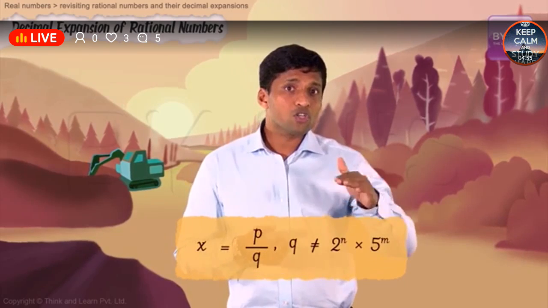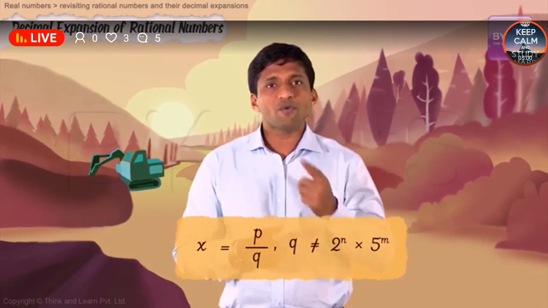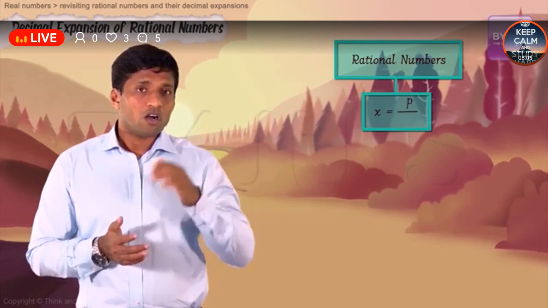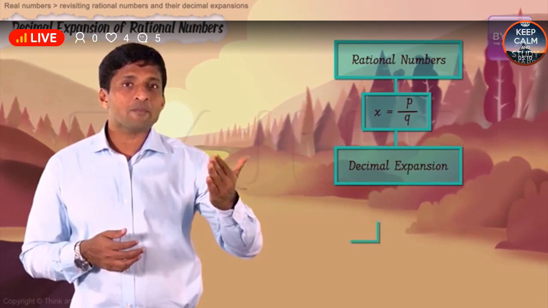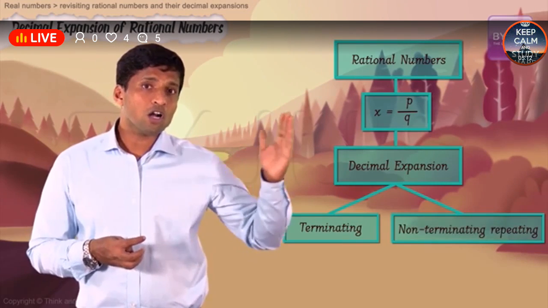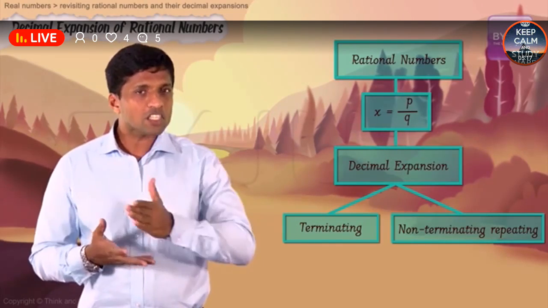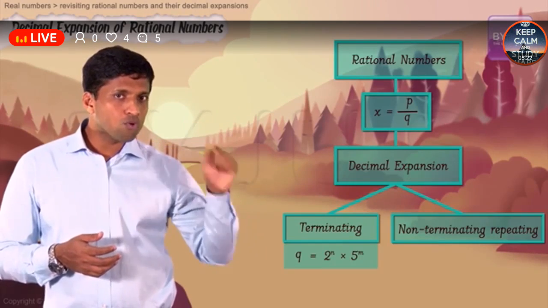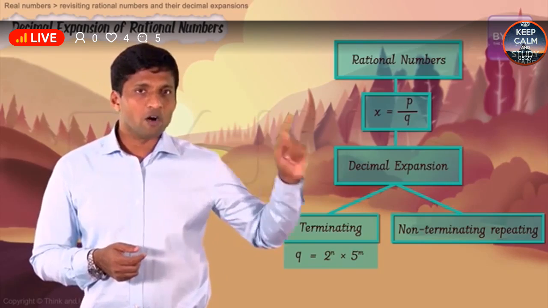Now we look at a scenario where q is not of the form 2 raised to n into 5 raised to m. Then we'll see what will happen, because we know that rational numbers, when you express them in decimal form, can be terminating or non-terminating repeating, which is recurring. So we understood very clearly that when p by q, where q is of the form 2 raised to n into 5 raised to m, that is when it will terminate.